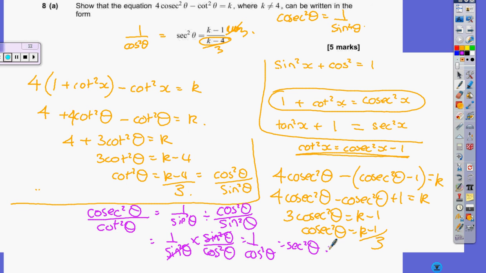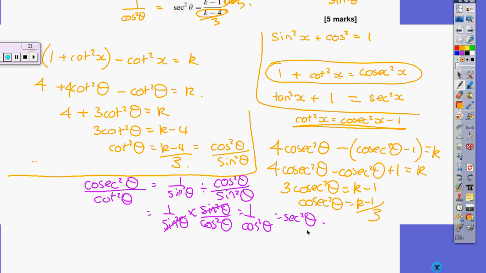Wow, it works. So cosec squared was k, I'm going to have to go down. So I've got k, k minus 1 over 3 divided by k minus 4 over 3 would give me k minus 1 over k minus 4. So I just need to tidy that up a bit, which I haven't done very well, and that would all be lovely. Okay, prove that bit.